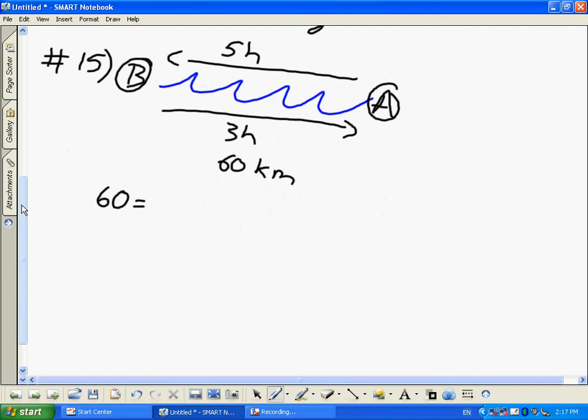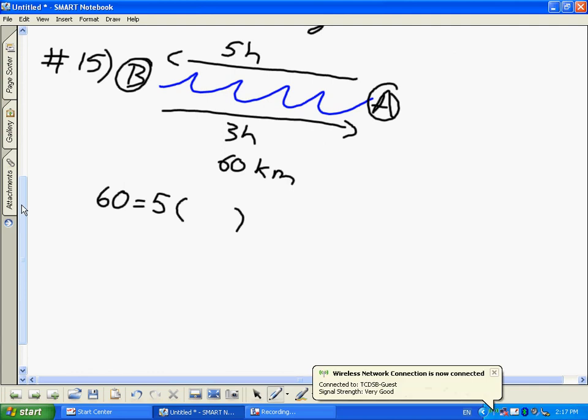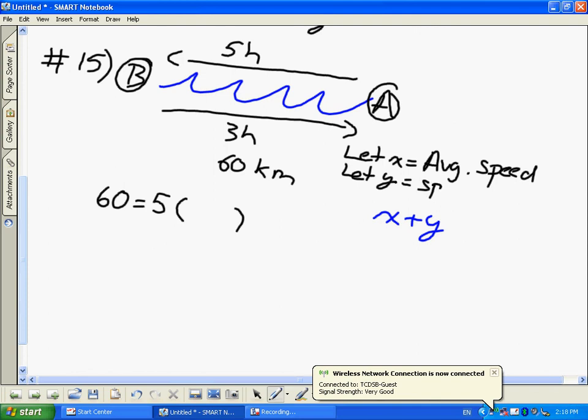We know that 60, on the way there, it took them 5 hours. Now, it was 5 hours times the total speed. On the way there, our total speed, did we forget to do our let statements? We did. Let's go back. We should make magma instead of water. X is going to be the still water speed of the boat, average speed. Y is going to be the speed of the current.